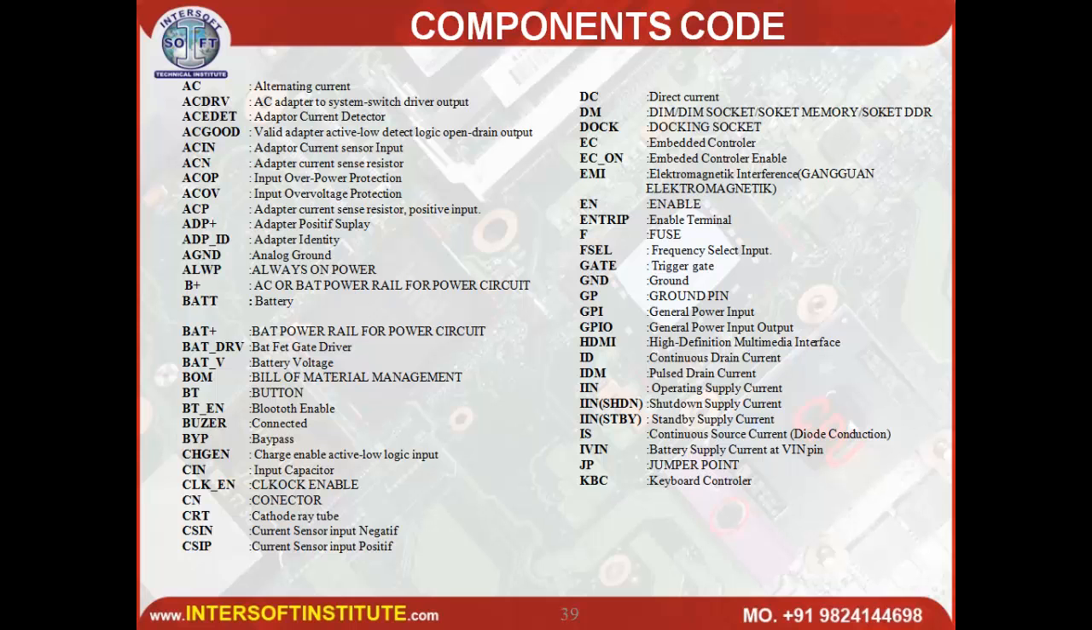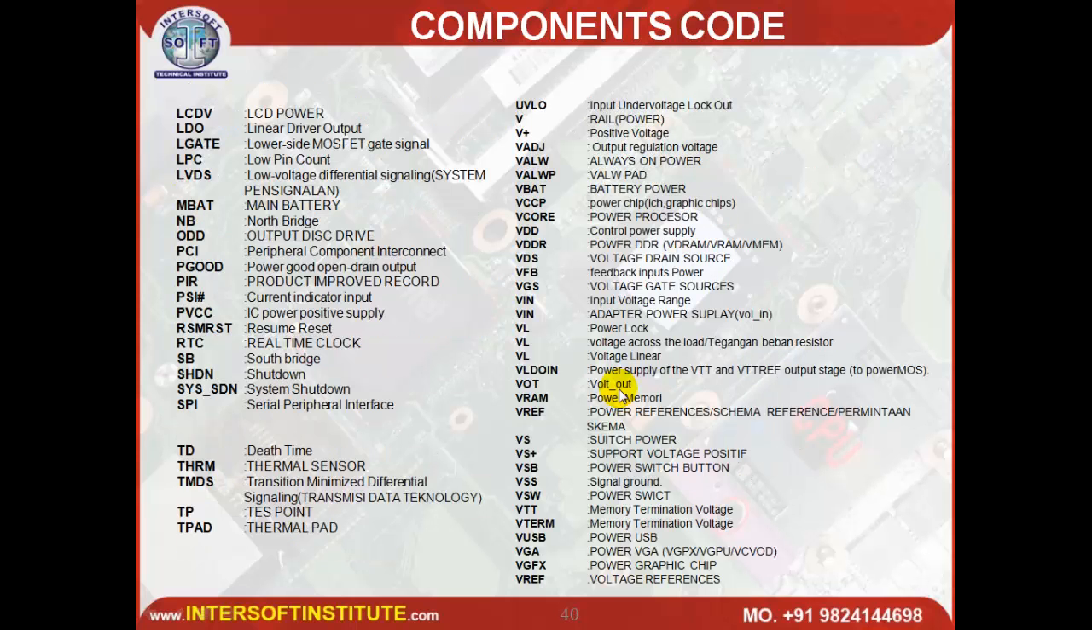The component codes are given in short-form abbreviations. AC means alternating current. You can see all those short forms if you want to find anything. This is how to trace the laptop schematic diagram. Okay, we will show you again once we see the schematic overview, how to identify the schematic diagram.